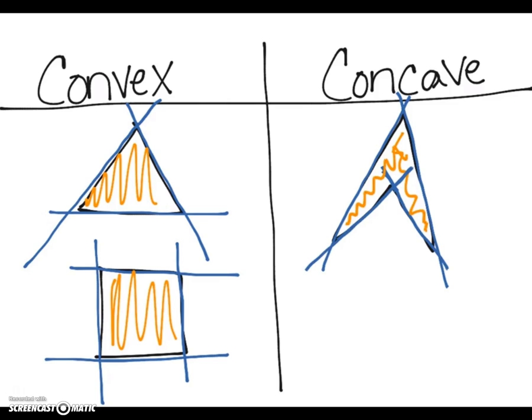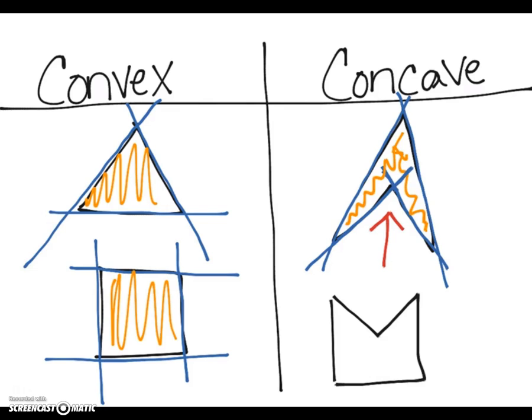I also like to think of it as one part of the shape looking like it's caving in. So if one vertex looks like it's pointing in towards the center of the shape, like this one is here, then it looks like it's caving in, and so it's concave. Another example of a concave polygon would be, let's see, something like this.